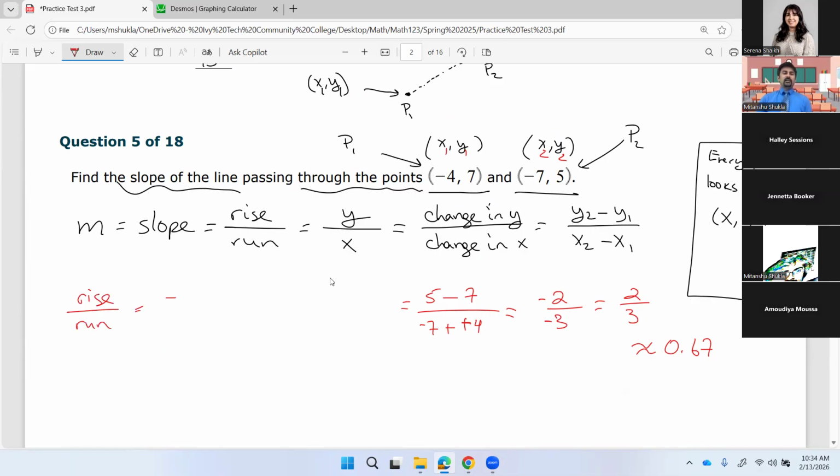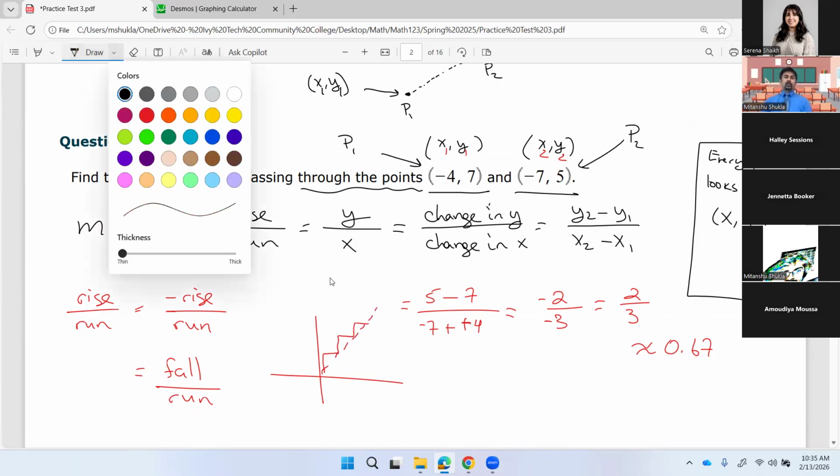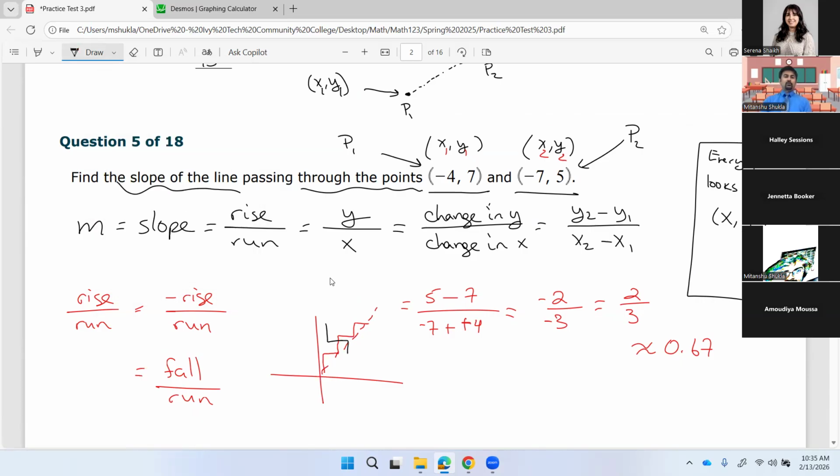But if I have a negative rise over run, what is a negative rise, Haley? Well, it's the opposite of a rise. It's actually a fall. Yeah. So a rise over run gives me an uphill line, and we should be reading graphs left to right, whereas a negative rise over run, or a fall over run, gives us a downhill slope.